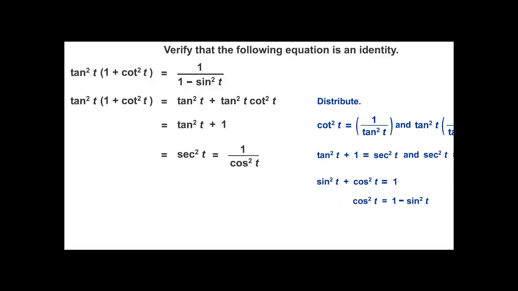The reciprocal of the square of cosine t equals the reciprocal of the difference of 1 and the square of sine t. The identity is verified. So, we have substituted using the fundamental identities and verified another identity. Notice in both situations we worked with only one side, the more complicated side, and continued to rewrite it to match the other side.